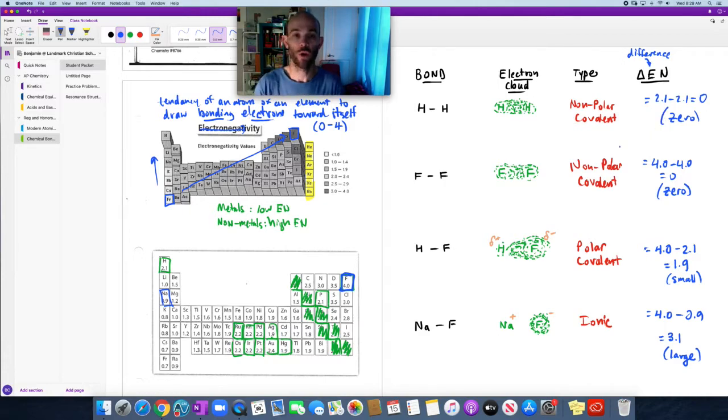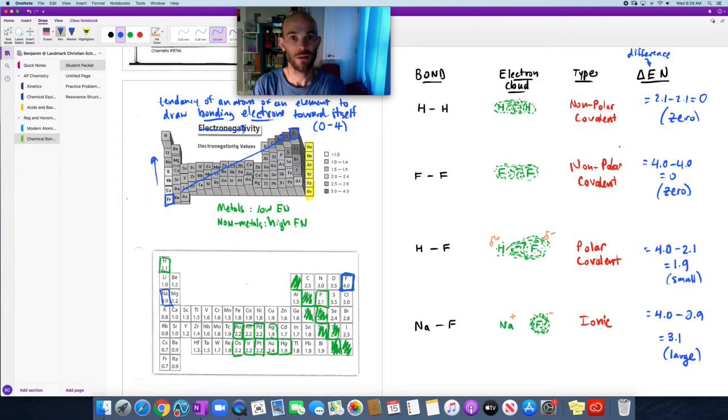Okay, so how can you know if we should consider it a small difference or a large difference in electronegativity? We're going to go with the same rule that we learned a while back. When nonmetals bond, you get covalent bonds. When a metal and a nonmetal bond, you get an ionic bond.